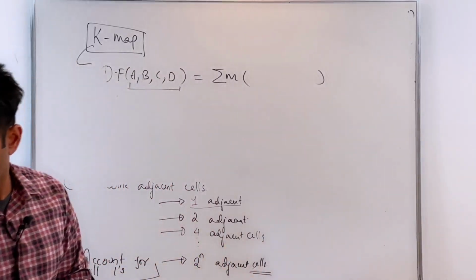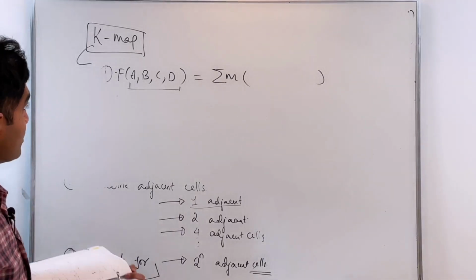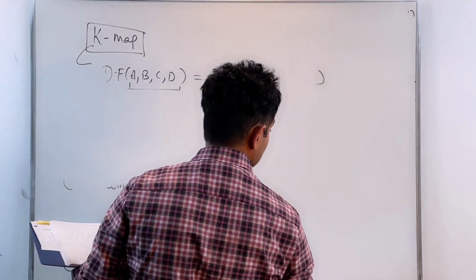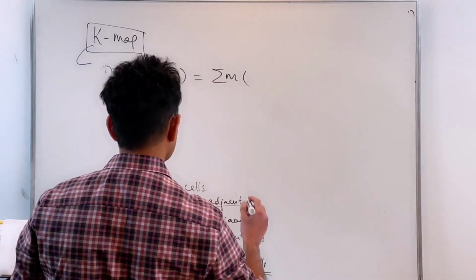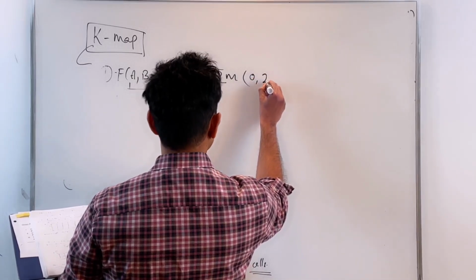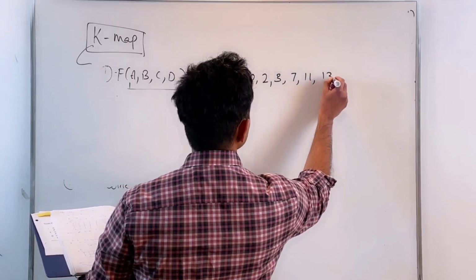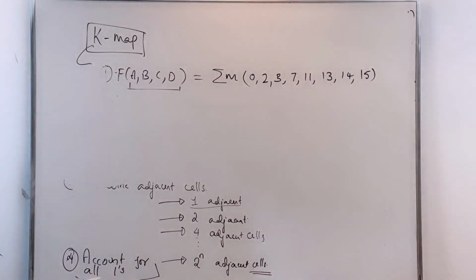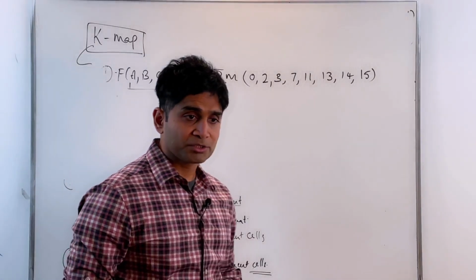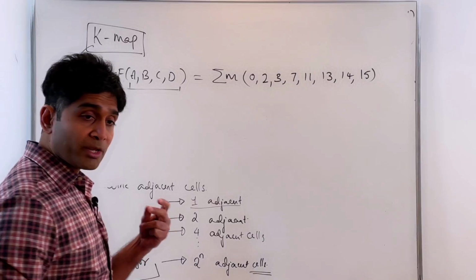In this case, my function is a 4-input function where A, B, C, and D are the inputs. I have 0, 2, 3, 7, 11, 13, 14, and 15. So these are my minterms, or my function is expressed in the form of minterm positions for which my function is true. Now let me draw the K-map corresponding to this 4-input function.